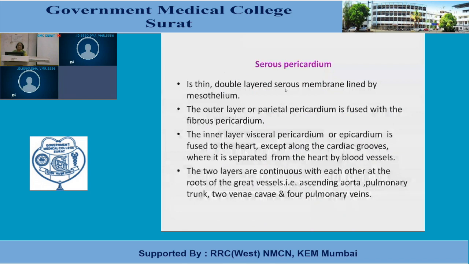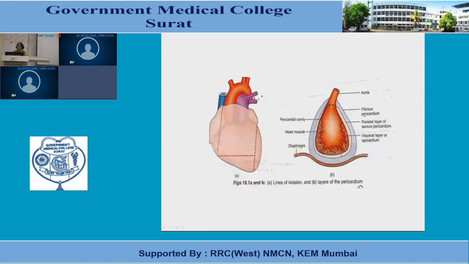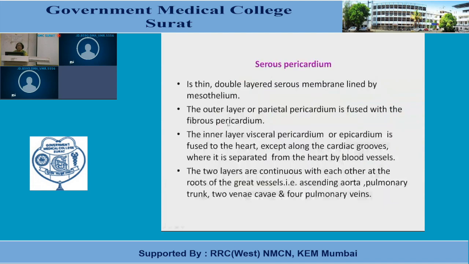Now next is the serous pericardium. It is a double layered thin serous membrane lined by the mesothelium. The outer layer of parietal pericardium is fused with the fibrous pericardium. You can see fibrous pericardium and outer parietal layer, both of these two are fused, with blue color indicating fibrous pericardium, red and orange color indicating serous pericardium. So serous pericardium, this is a parietal layer. Parietal layer and fibrous pericardium, both of these two are fused with each other. The inner layer, visceral pericardium, also called the epicardium, is fused to the heart.